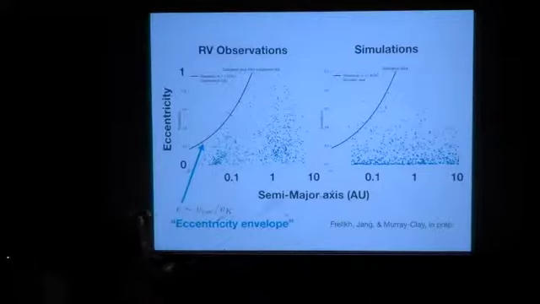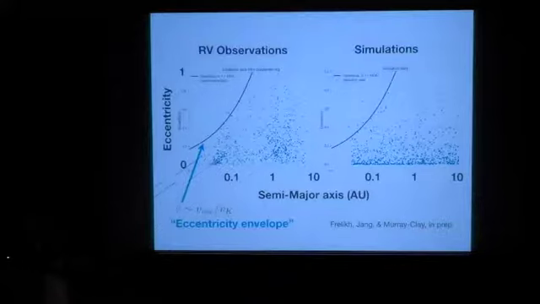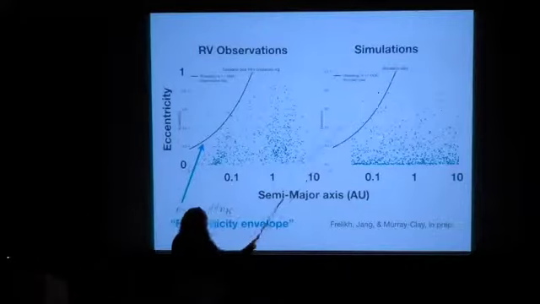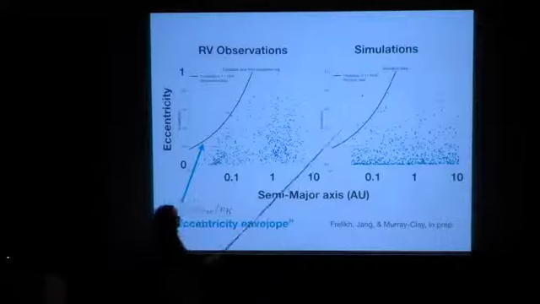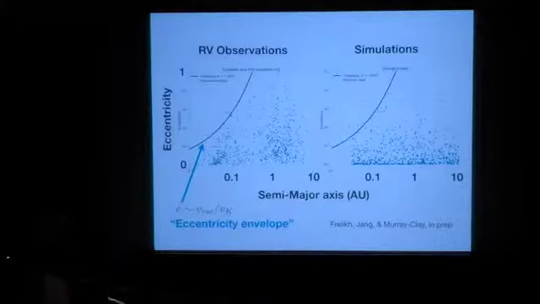I didn't put his name with apologies. Cristobal Petrovich has also been involved in this work. And you can see that both in our simulations and in the radial velocity observations, you could interpret the edge of the data as an eccentricity envelope coming from scattering.